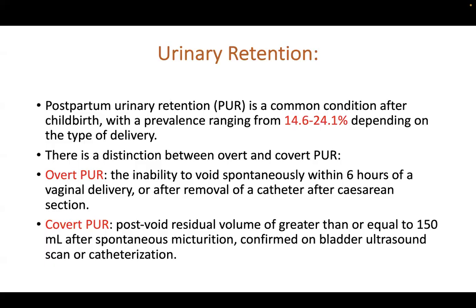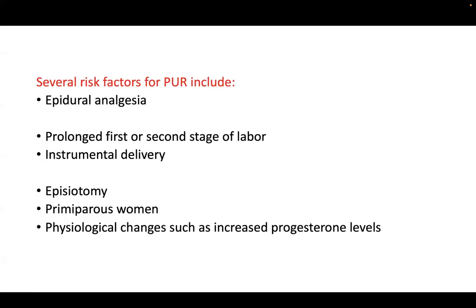What is covert? What is overt? When the patient is unable to pass urine within 6 hours of vaginal delivery, or after removal of the catheter in cesarean section, it is overt. And what is covert? Whenever a patient is not complaining of retention, but when we check PVR, we find PVR is more than 150 ml. This is covert urinary retention. What are the risk factors? Epidural analgesia, prolonged first and second stage of labor, instrumental delivery, episiotomy, primiparous women, and physiological changes such as increased progesterone level.